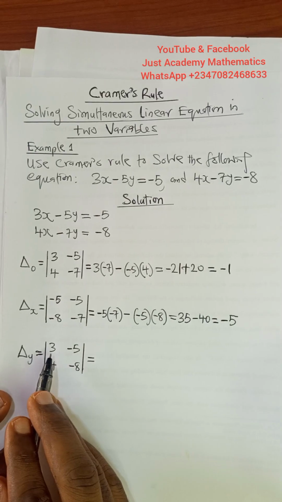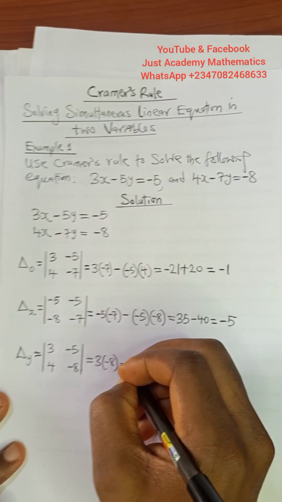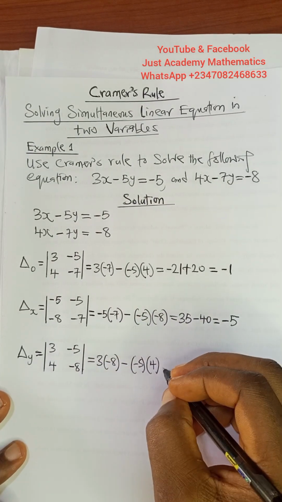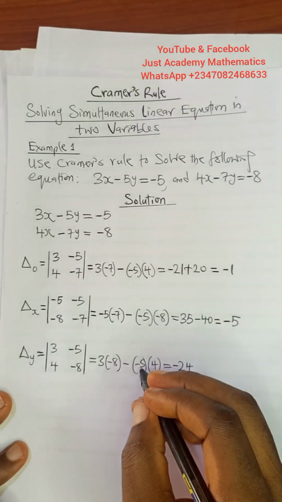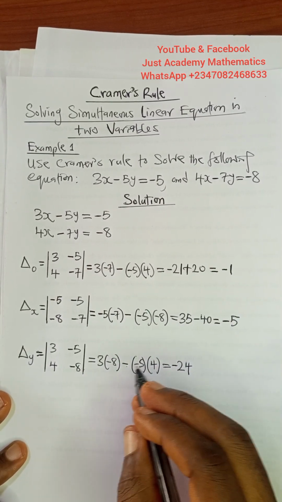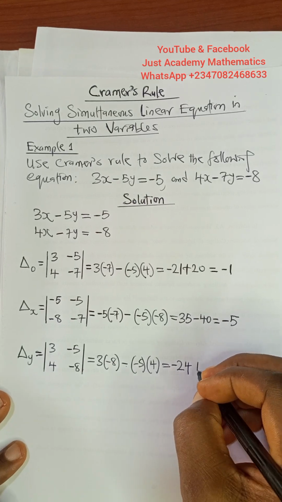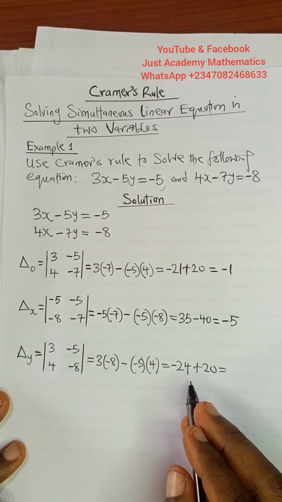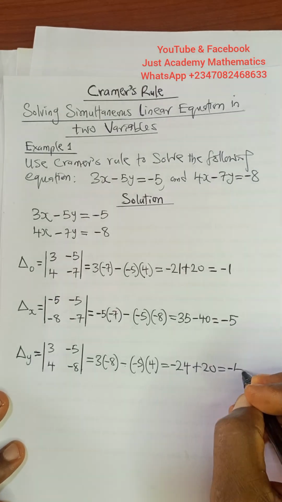What is the determinant? 3 times minus 8 minus 5 times 4. And 3 times minus 8 is what? Minus 24. Minus times minus is plus, so everything here is 20. Positive 5 times 4 is 20. So minus 24 plus 20 will give us what? Will give us minus 4.